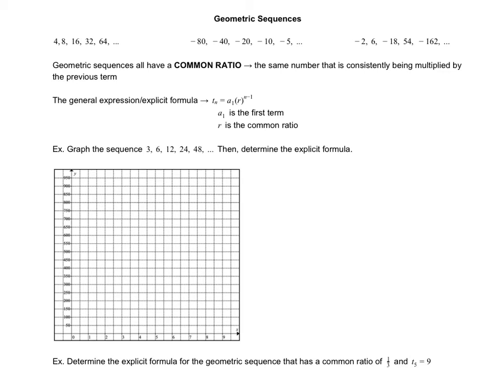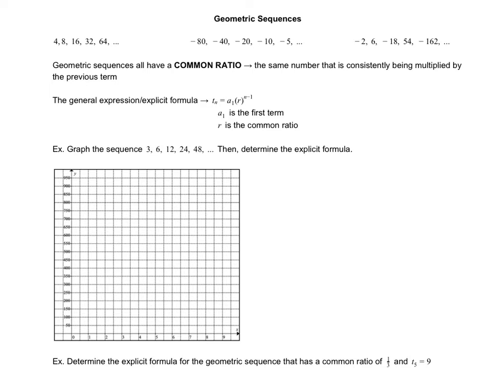A geometric sequence has a common ratio, which is a common or consistent number that is being multiplied by the previous term. And this is different from an arithmetic sequence, which had a common difference, so a common number that was being added or subtracted on. If we look at the top three sequences, we can see that they're all geometric and not arithmetic.